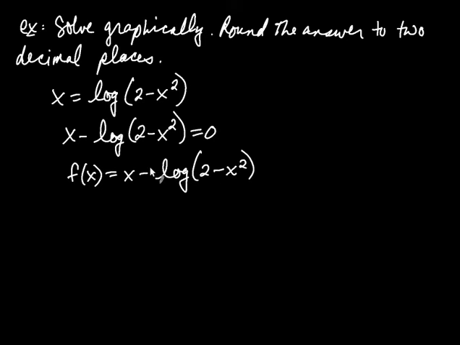Okay, and then what you do is you graph this function and you look for where it's equal to 0, right? Because that's what this is saying, hey, when is this 0? But I've defined the function to be that, so now it's going to be the x-intercept of that function. So we're going to graph that using Desmos. Let's go ahead and do that now.